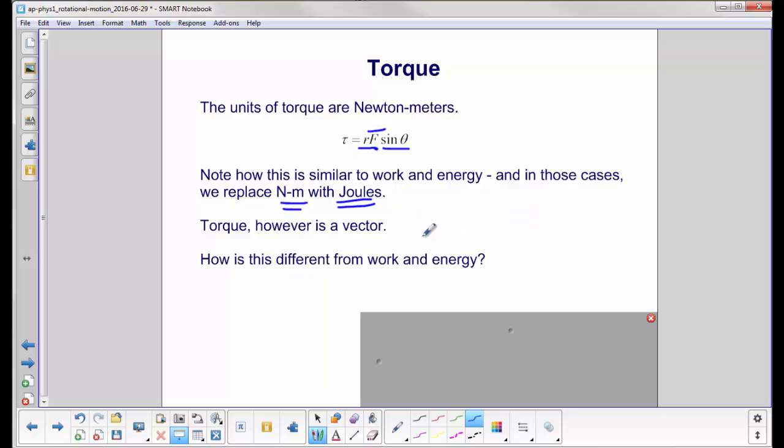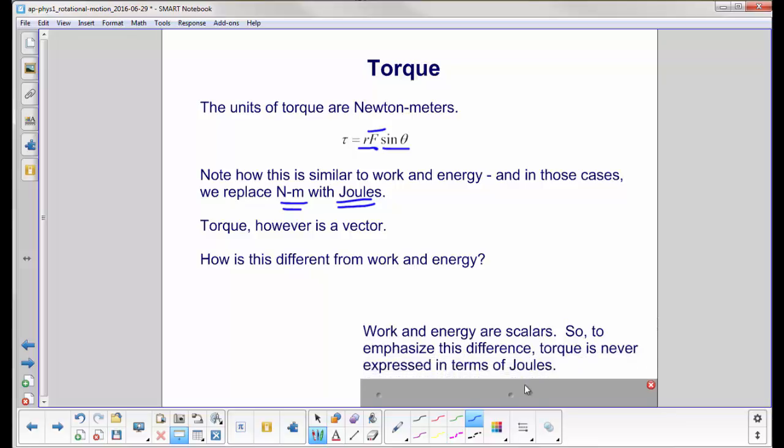How is this different from work and energy? Take a second. Okay, that's a second. And here we go. Work and energy are scalars. So to emphasize this difference, torque is never expressed in terms of joules. We will always just use Newton meters.